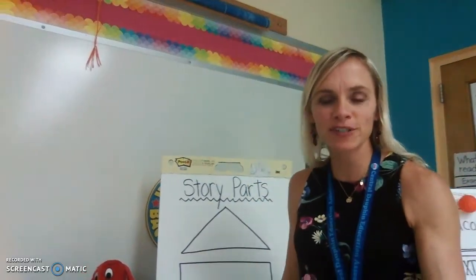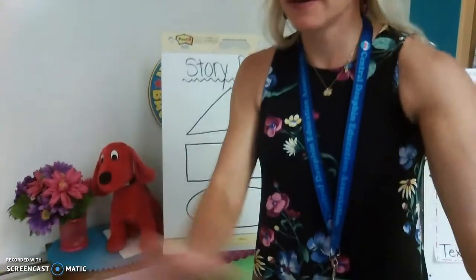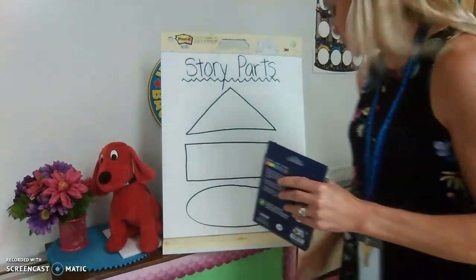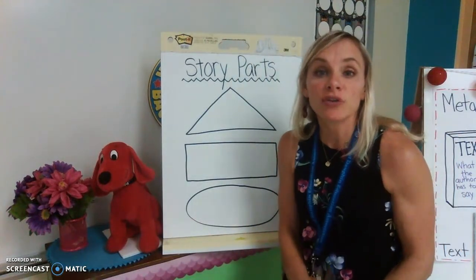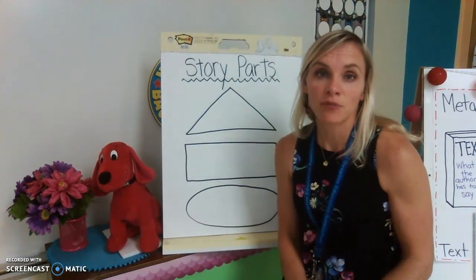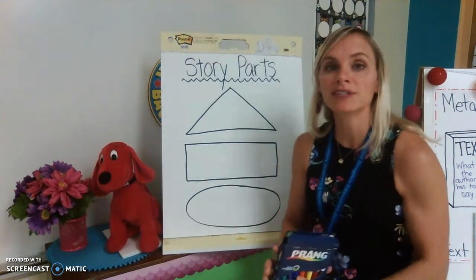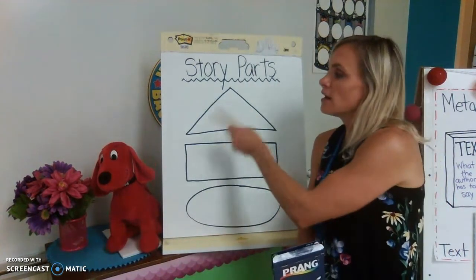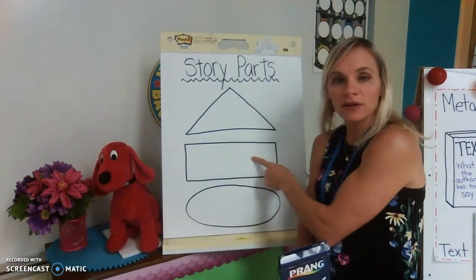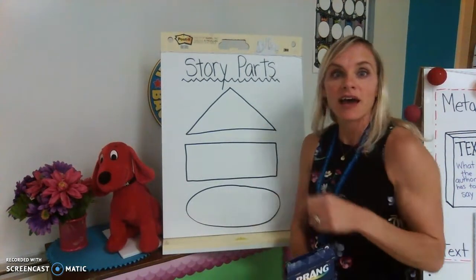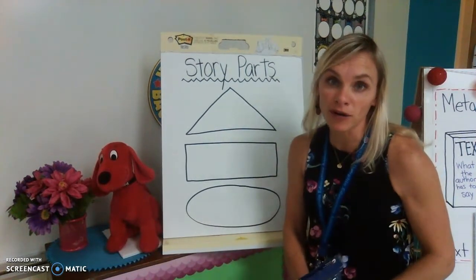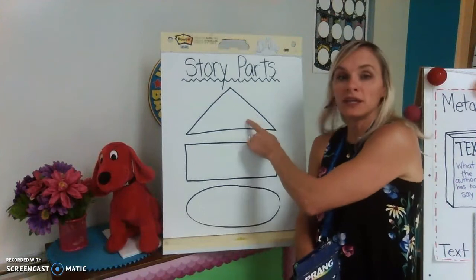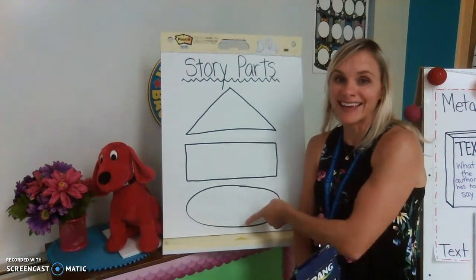Hey everybody, we're going to talk about story parts for reading today. So what I have behind me here, and I'll sit down to show you, is our little story parts poster. When you are reading a book, it's good to know how to summarize that book. And when you are summarizing the book, you are going to try to summarize it using the beginning, the middle, and the end. And I put these shapes up here because this helps me remember all the parts that are in the beginning, the middle, and the end.